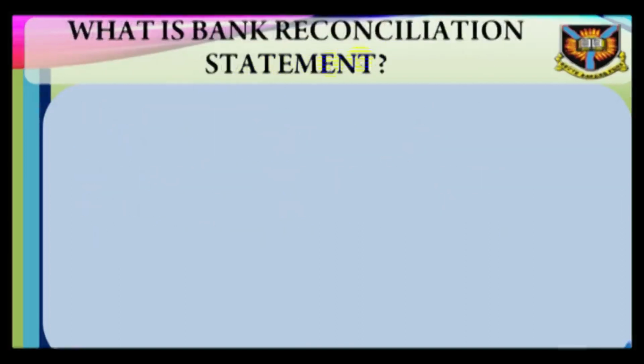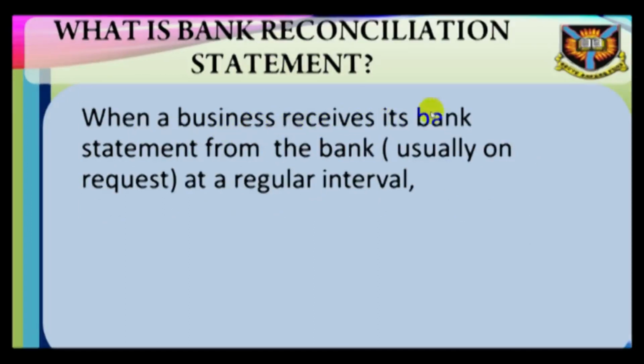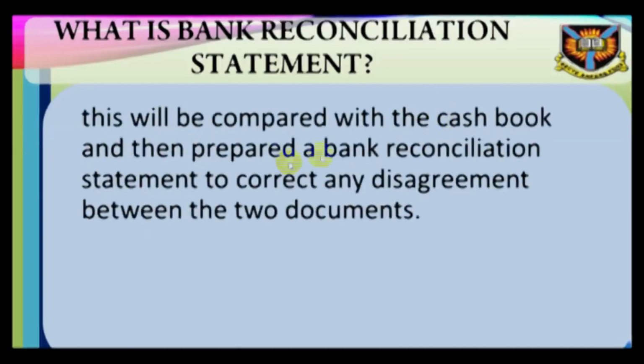A bank reconciliation statement is prepared by an organization, while a bank statement is prepared by the bank on behalf of the firm or customer. When a business receives its bank statement from the bank at regular intervals, this will be compared with the cash book and then a bank reconciliation statement prepared to correct any disagreement between the two documents.